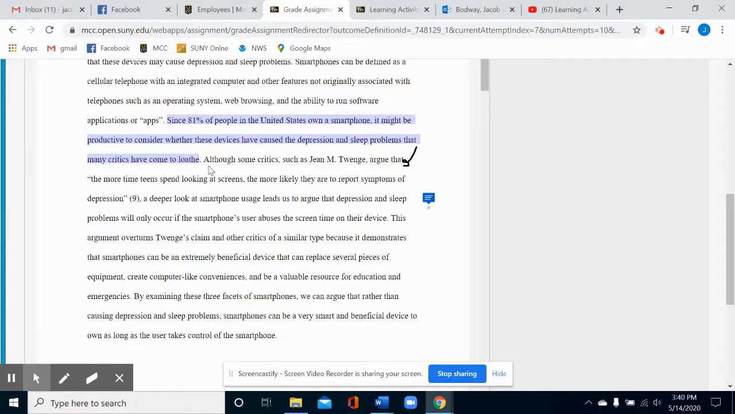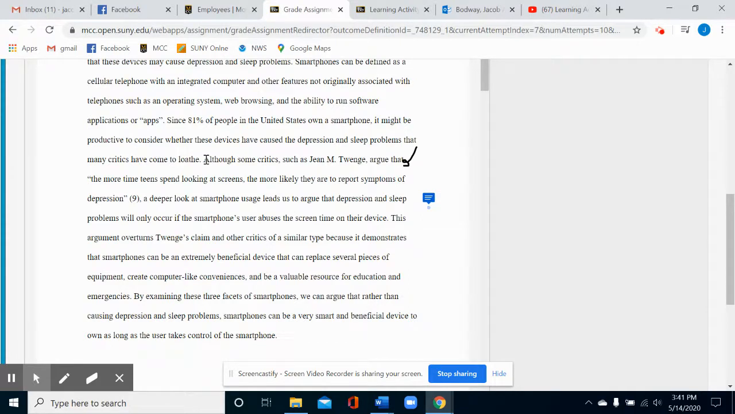He then moves into a critic, Jean Twenge, okay? Although some critics, such as Jean Twenge, argue that more time teens spend looking at the screens, the more likely they are to report symptoms of depression. A deeper look at smartphone usage leads us to argue that depression and sleep problems will occur if the smartphone user abuses the screen time on their device.